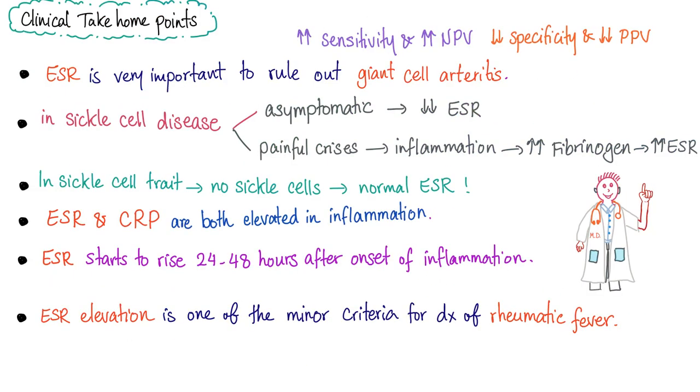So I've spent the entire video trashing the ESR as a useless test, but there is one instance where ESR is very important. It's going to save the patient's vision or eyesight. It's going to save your day. It's going to save you a lawsuit, and it's going to save you legal fees. This is called giant cell arteritis. Typically, an old lady comes in complaining of problems with her jaw.